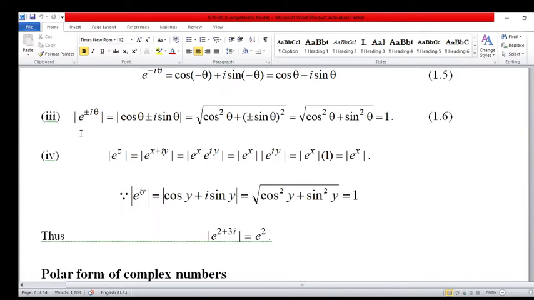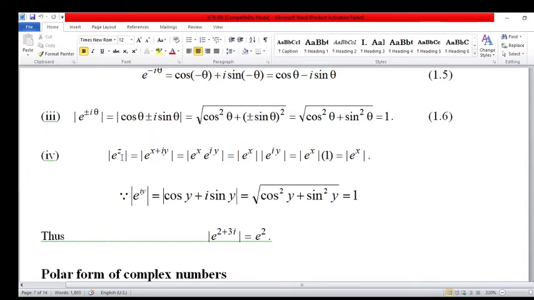Third part, e raised to the power plus minus i theta. This is the absolute value mod. So mod cos theta plus i sin theta, and this is equal to, this is already seen in first lecture, under root cos square theta plus minus sin square theta. Then we obtain under root cos square theta plus sin square theta, and this is equal to 1. So mod e raised to the power plus minus i theta is equal to 1.